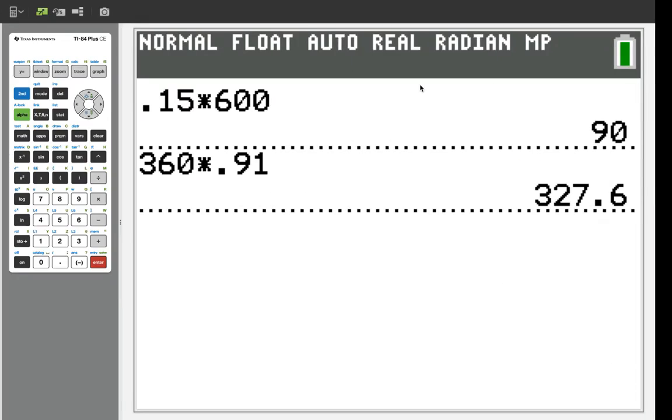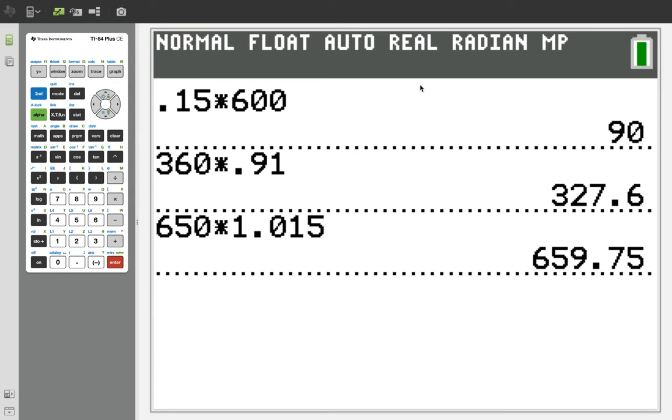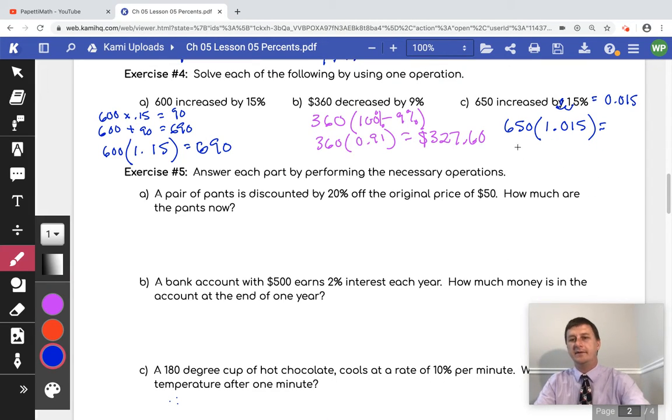So let's do that. 650 times 1.015, and we get 659.75. So 659.75 is 650 increased by 1.5%.